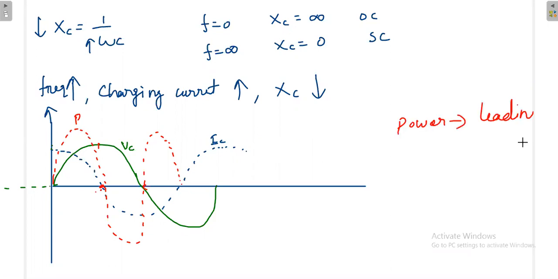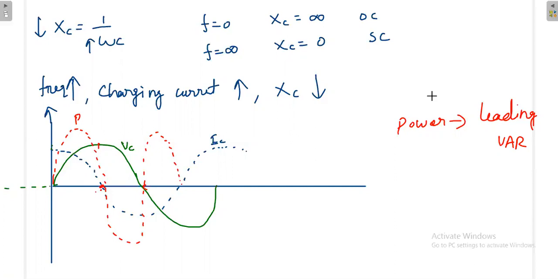And this power is named volt ampere reactive. Whenever you measure the power across the inductor or capacitor, that is called VAR, volt ampere reactive. Why is it leading? Because in the first cycle you are getting positive. If you get negative in the first cycle, then that is lagging.